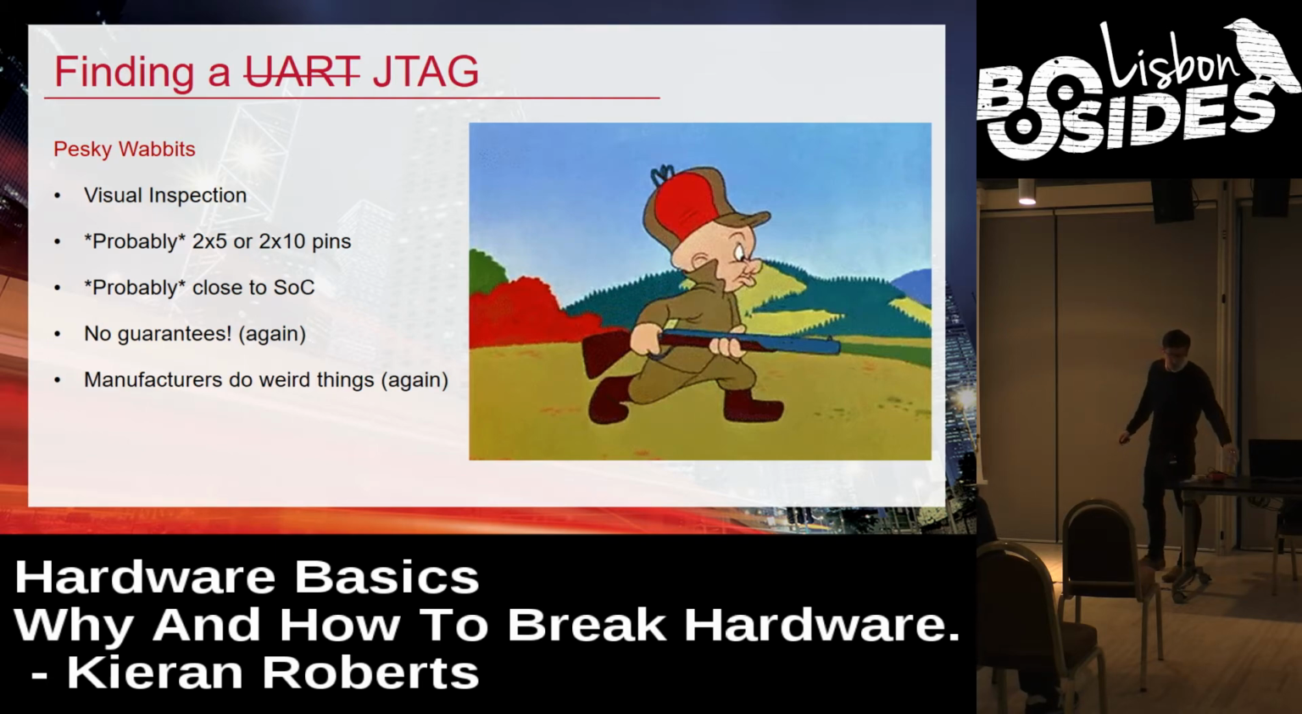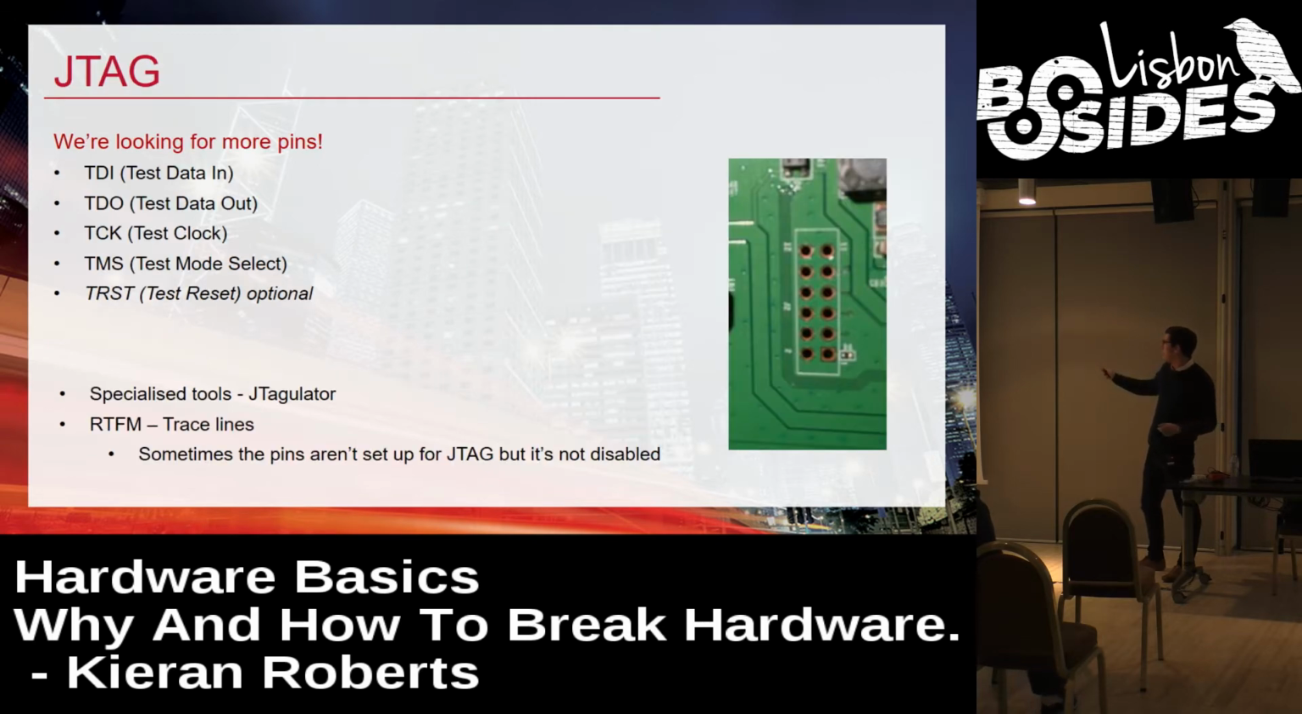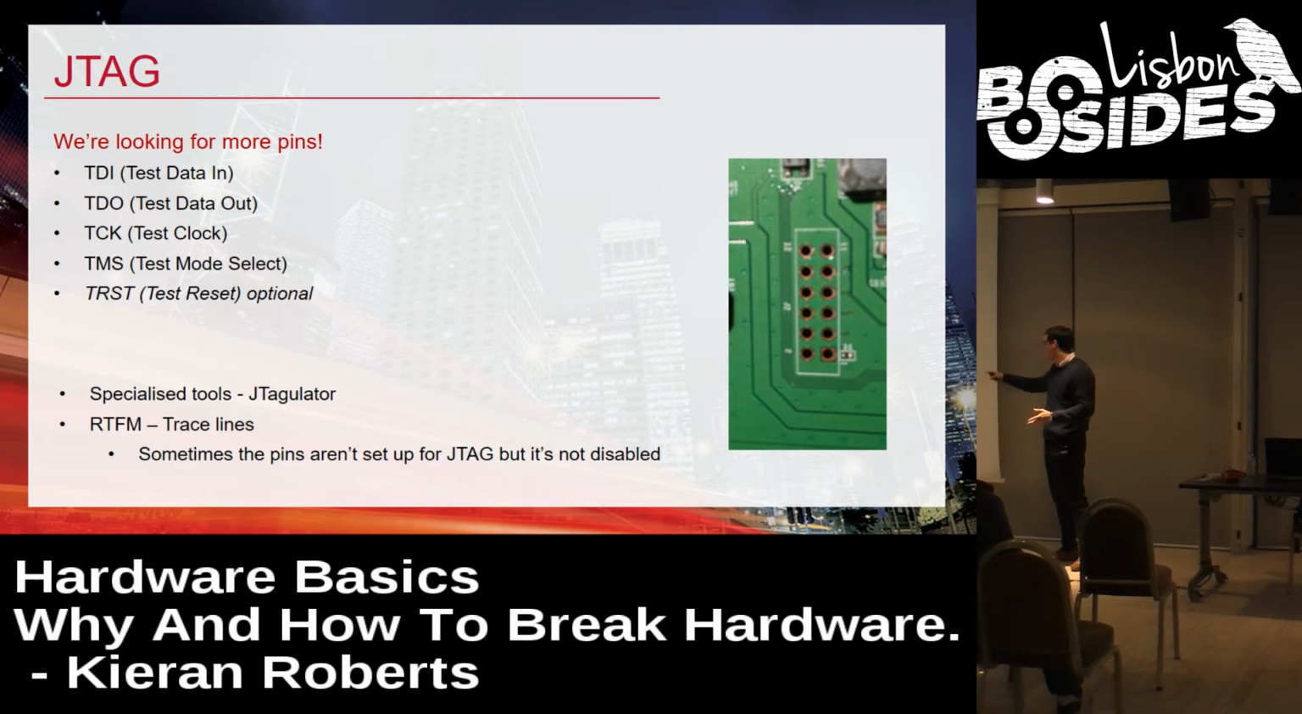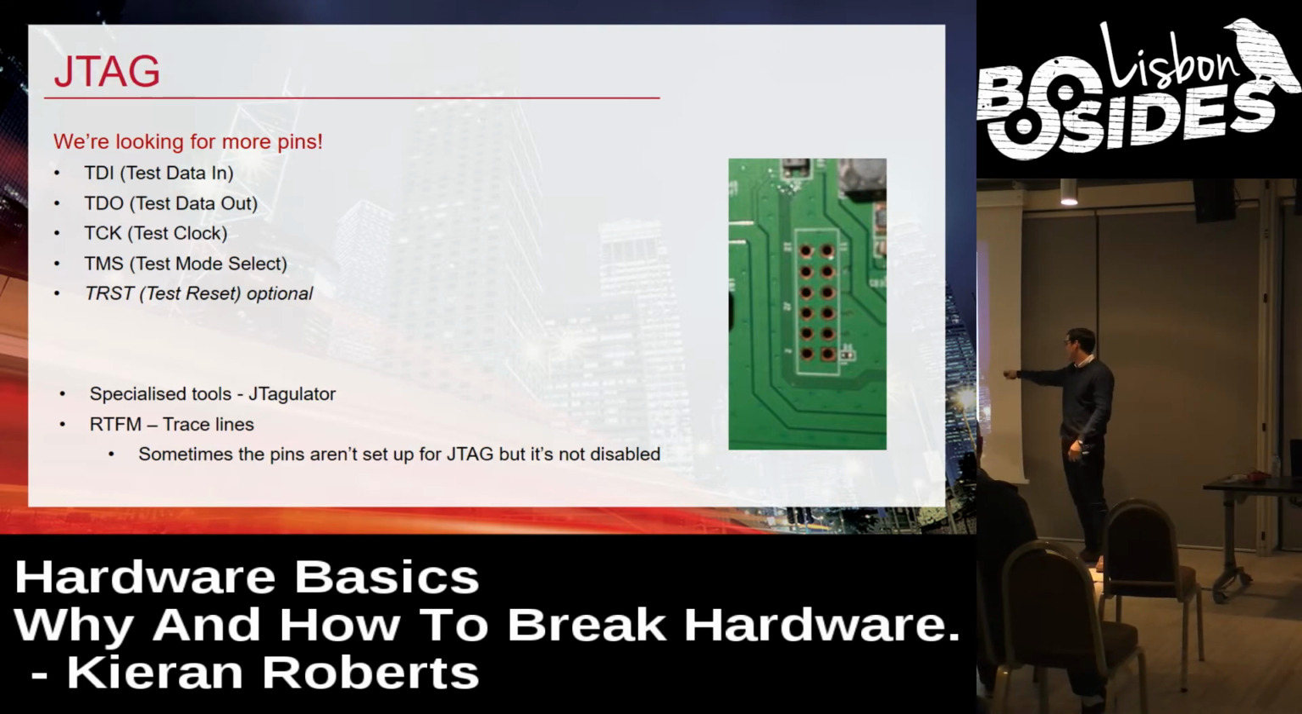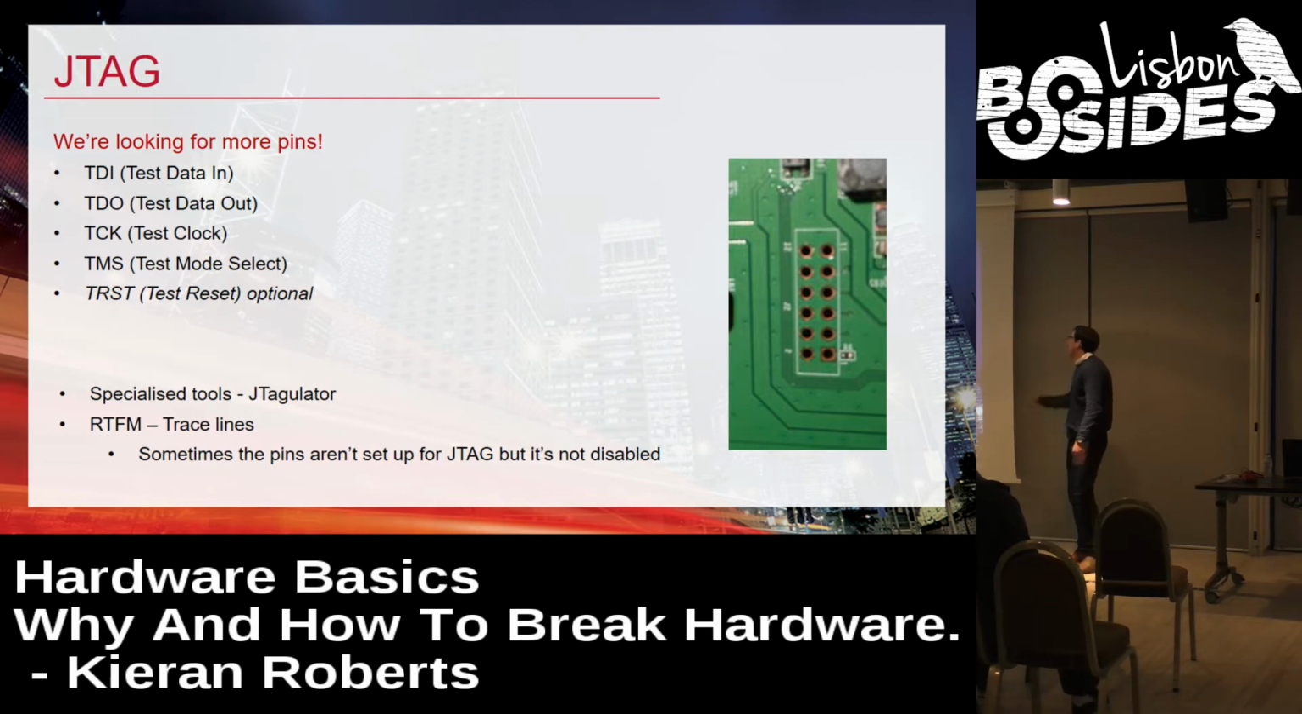Manufacturers do weird stuff here. And sometimes you don't actually have access to the pins at all. They're not in a nice array here. So the perfect example, I said manufacturers do weird stuff. You're probably looking for X and Y. This isn't a 2x5 or a 2x10. It's 2x6. But anyway, the pins you're looking for are TDI, TDO, TCK, and TMS.